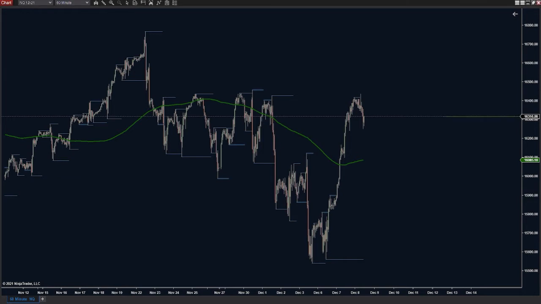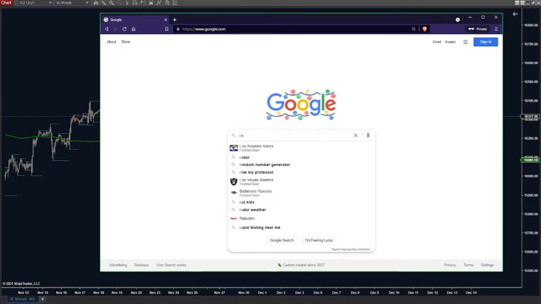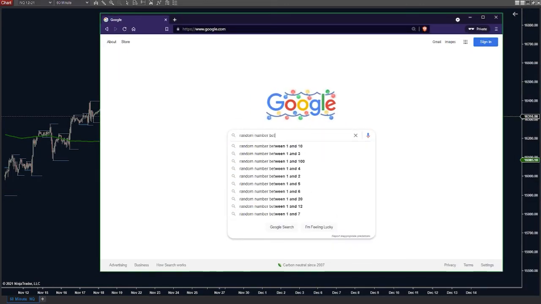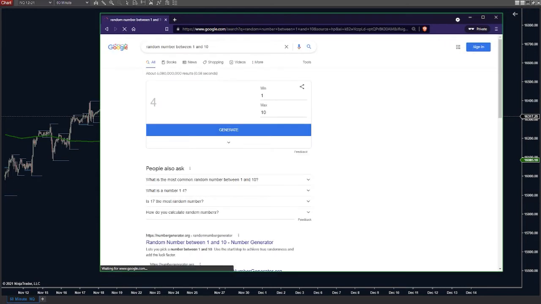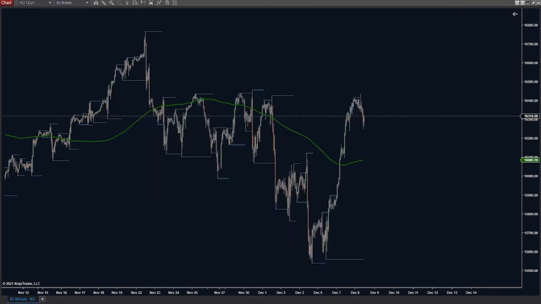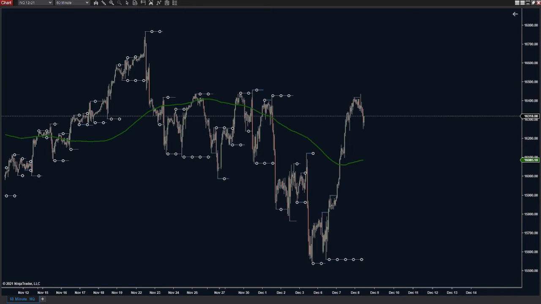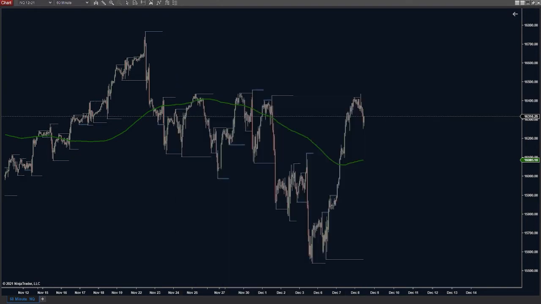Actually, you know what? Let's stick with the plan here and have Google tell us what number to use. Random number between 1 and 10. Perfect. 4. That's what we'll use. We'll stick with it, right? We'll keep it at the heart of the mentality here. We got 4 on the swing indicator, and that's what we'll stick with.